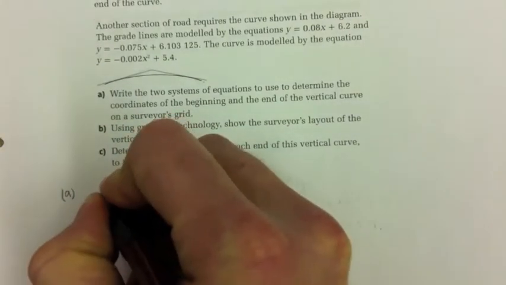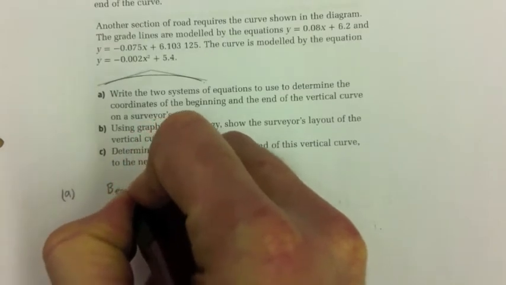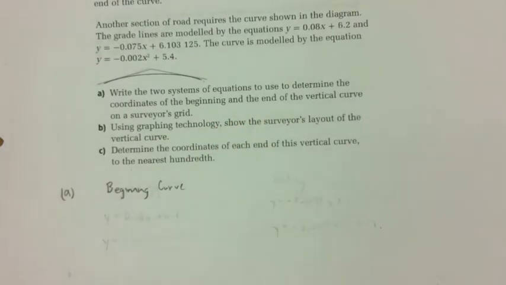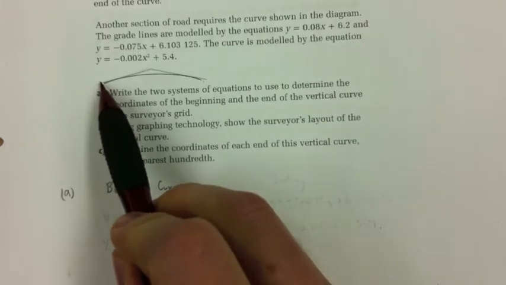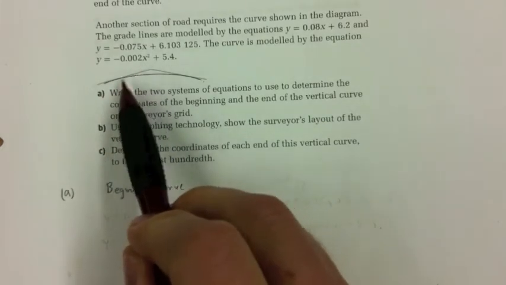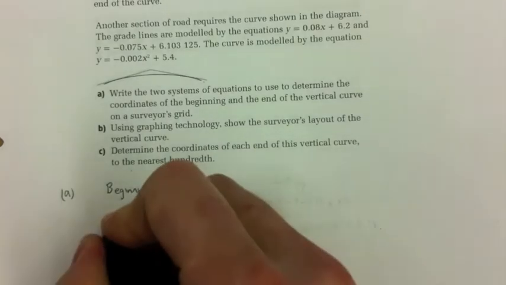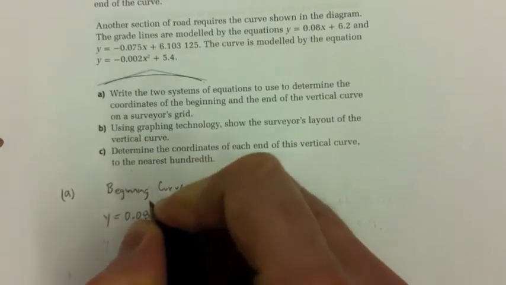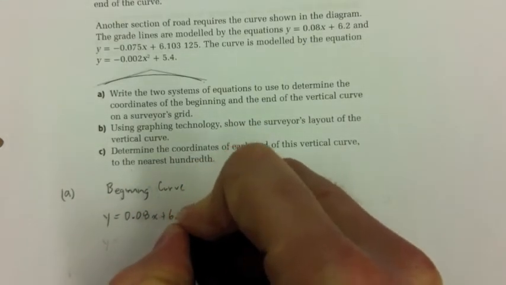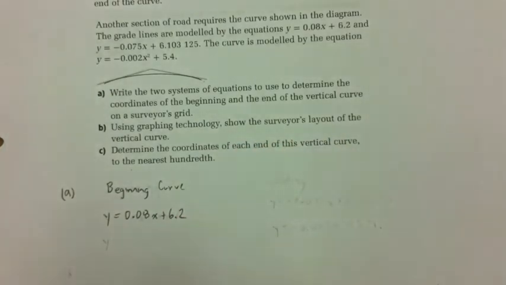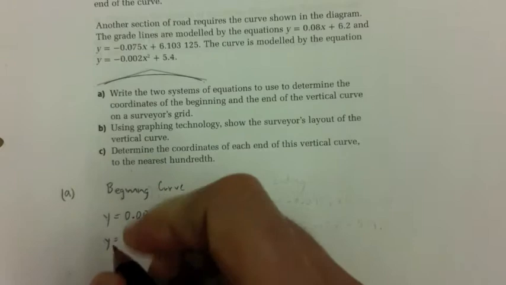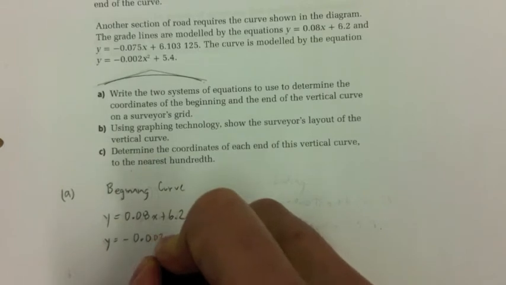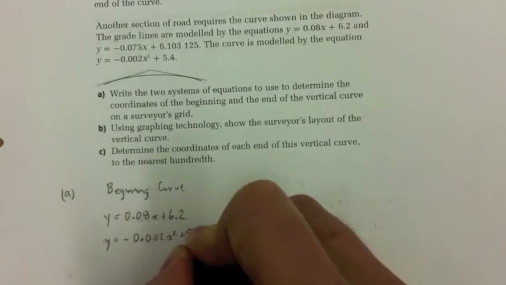For the beginning of the curve, to figure out the beginning of the curve, we have to make a system of equations out of the positive slope line and the parabola. So we have y equals 0.08x plus 6.2. That's our positive slope line. And our curve is y equals negative 0.02x squared plus 5.4.